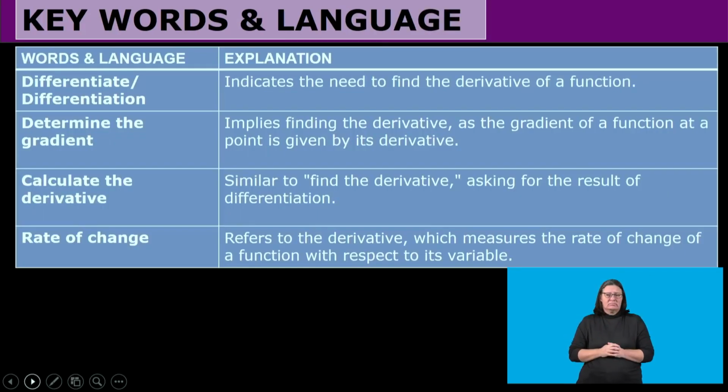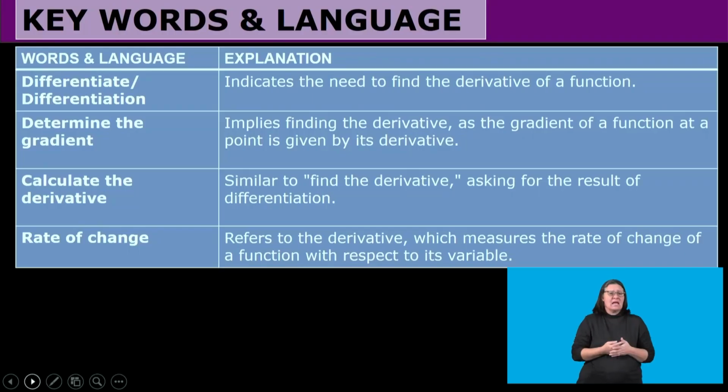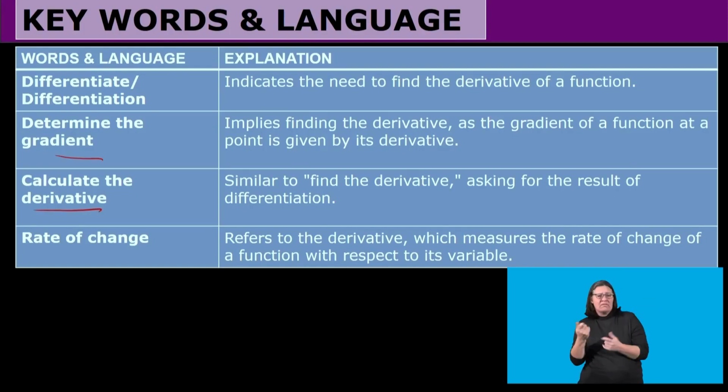Now, there's different ways that we can say find the derivative. And we're going to look now at some of the keywords that you can see in an exam paper. So the question might say something like differentiate, or it might say determine the gradient, or calculate the derivative, or find the rate of change. Guys, these are all clues that what you actually need to do is to derive, okay?